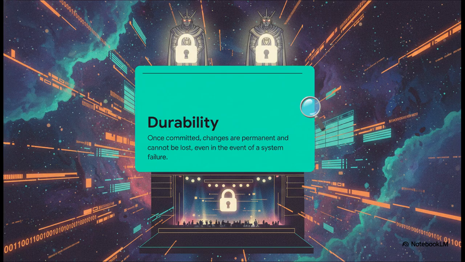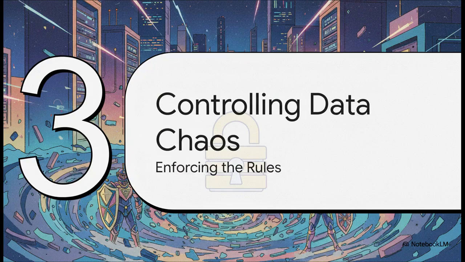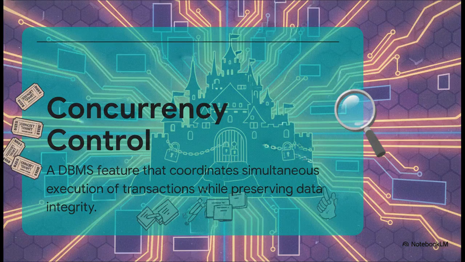Your money transfer is safe. Okay, so we've got these amazing ACID guarantees, but you might be wondering, how on earth does a database system actually enforce all this when you've got thousands of transactions flying around at once? Well, the answer is a feature called concurrency control.